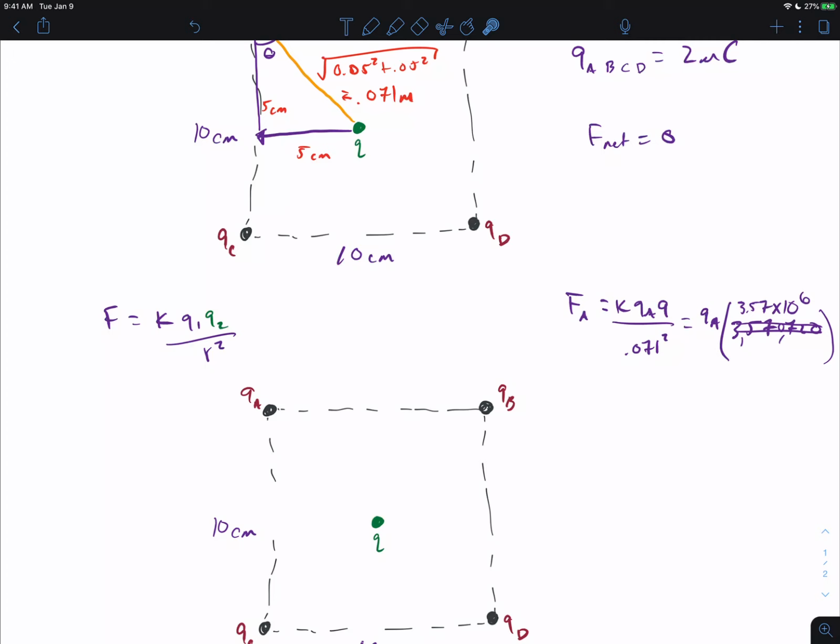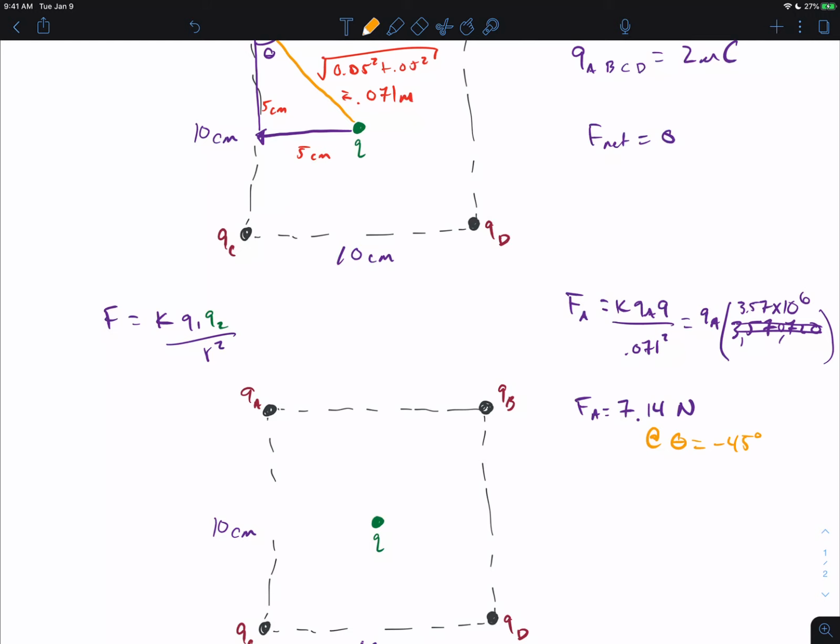So my force from A should be 7.14 newtons. And the direction, I'm going to put this as negative 45 degrees. I put this negative here because it should be below the horizontal. Now you can convert this back into x and y. It should be something in the x and something in the y.